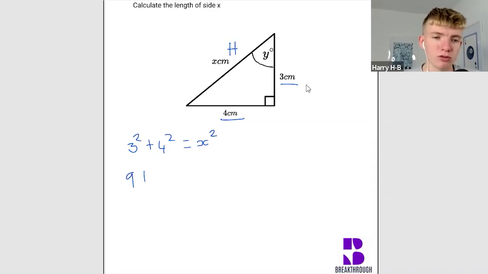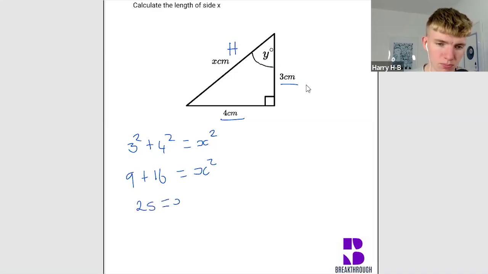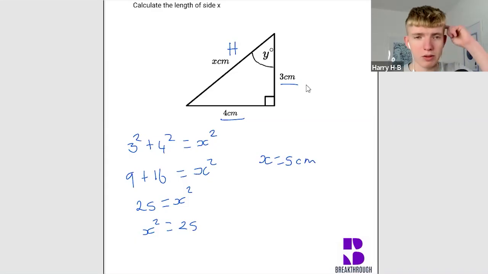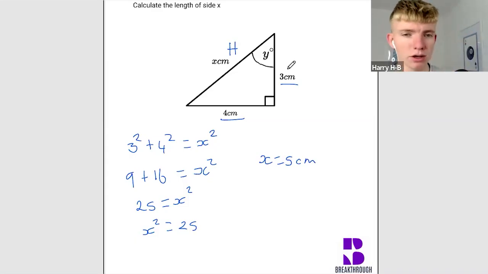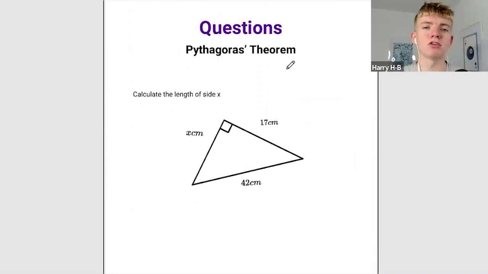So we've got 9 plus 16 is equal to x squared. So therefore, 25 is equal to x squared. All right, hopefully a lot of you would be able to tell me now that if we square root this answer, okay, we get x to be 5 centimeters. Those of you that got that right, give yourself a pat on the back. Very nicely done. Okay, and one more on Pythagoras' theorem.